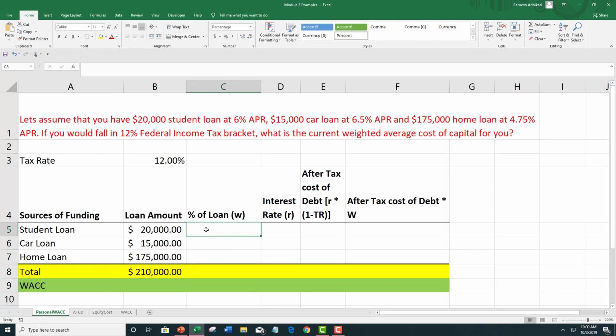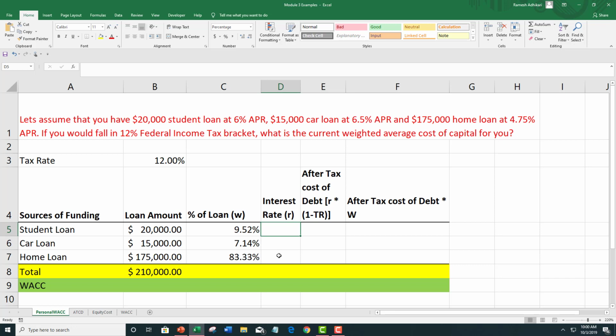And now we are going to compute percent of loan from each source. So student loan 20,000 over 210, that gives us 9.52. Similarly, 15,000 over 210, that gives us the percent of loan from car loan. And finally, the home loan over total loan, that gives us the percent of home loan. That would be our first step, right? Compute the percent of loan from each source.